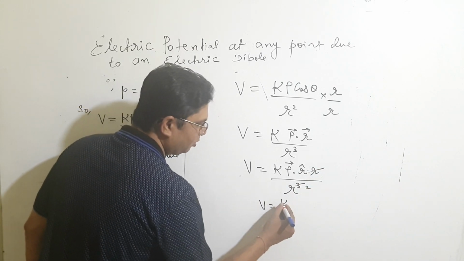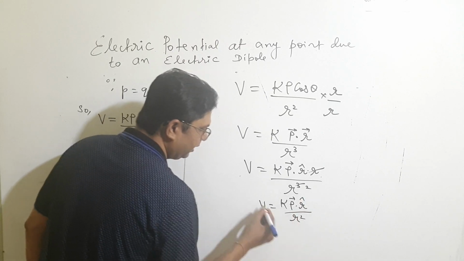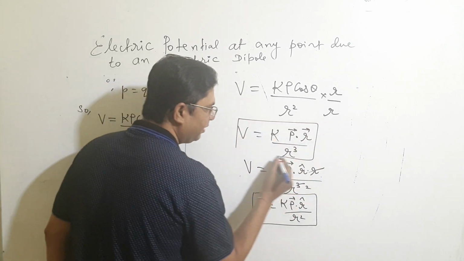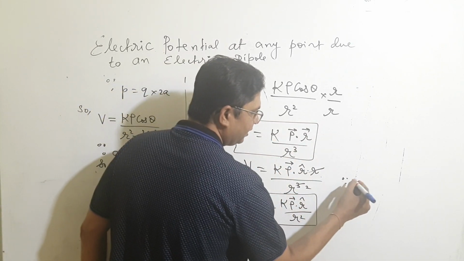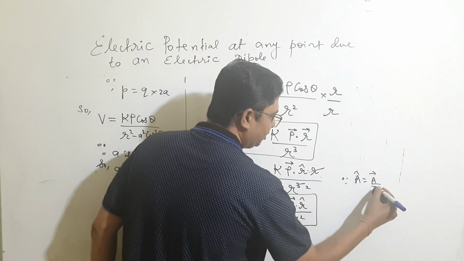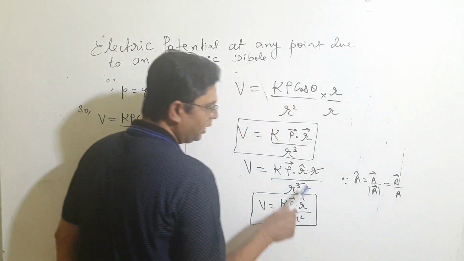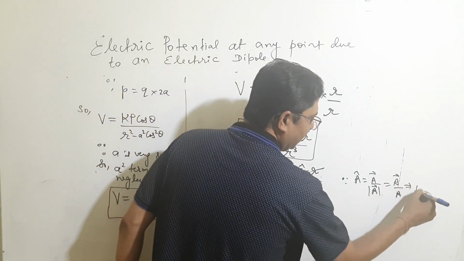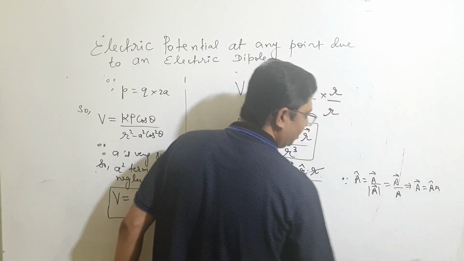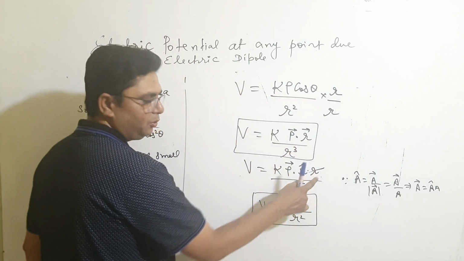So V equals KP dot R cap divided by R square. This is in terms of the unit vector. This is in terms of the position vector. Here the unit vector A cap is equal to A vector upon A magnitude, which can be written as A vector by A. So this means that A vector is equal to A cap into A magnitude. So here R vector equals R cap into R magnitude.